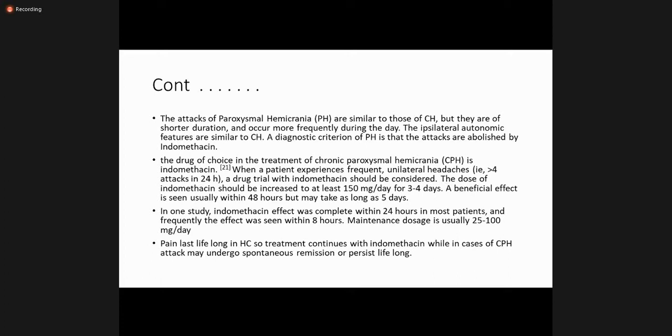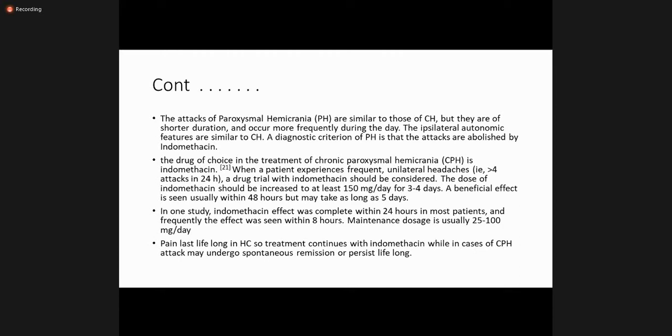A drug trial of indomethacin should be considered in any patient when you are suspecting hemicrania continua, chronic paroxysmal hemicrania, or cluster. The dose of indomethacin should be increased to at least 150 milligrams per day for 3 to 4 days. A beneficial effect is usually seen within 48 hours, but it may take as long as 5 days. It was seen in one study that the response to indomethacin was complete within 24 hours in most patients. Sometimes it can reach its maximum effect within 8 hours. The required maintenance dose is 25 to 100 milligrams per day.